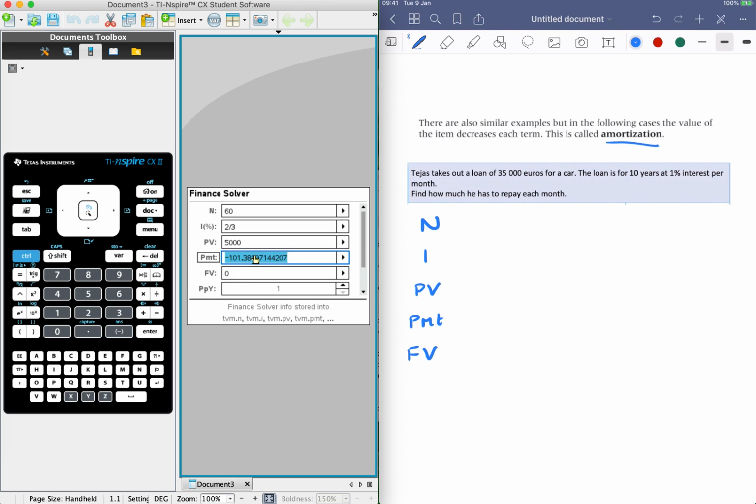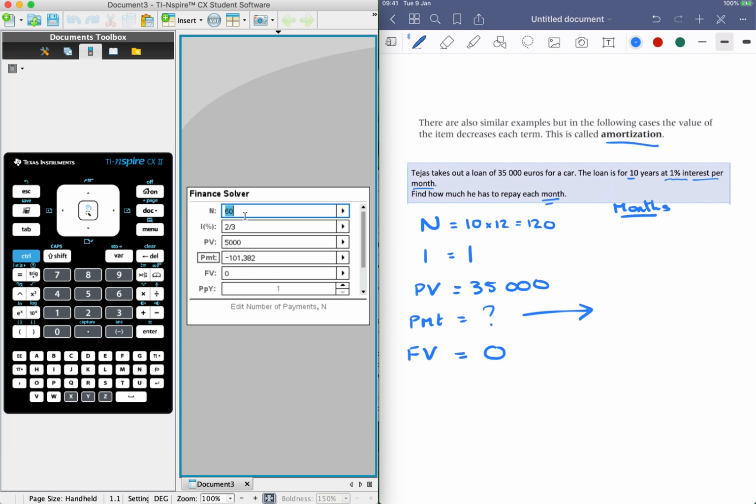So we're looking for monthly again, so the N is going to be 10 years times 12 months, so I'm going to put in 120. The interest, now this is an interesting one because it's actually already calculated as 1% interest per month. So I've got to be careful about that. But because I'm working in months, and it's worth writing out, the interest here is going to be 1. Present value, well, that's the value of the loan. So that's going to be 35,000. Future value is going to go down to 0, and so the payment, that's what I want to find out. So I'm going to hit enter on that cell.